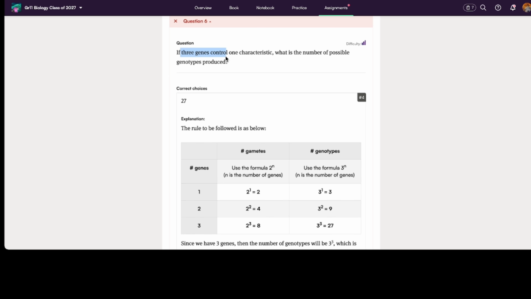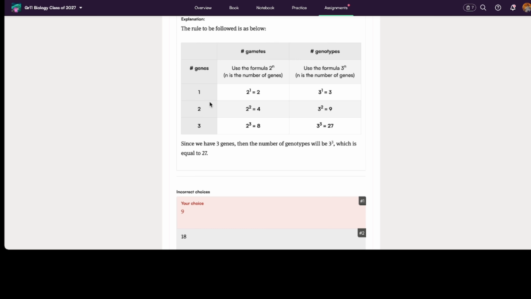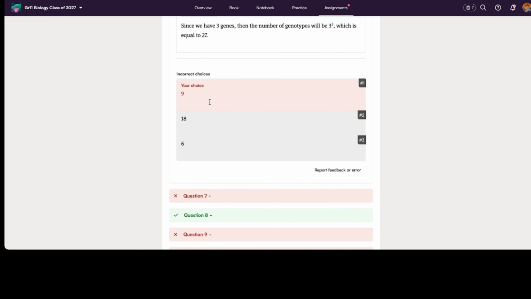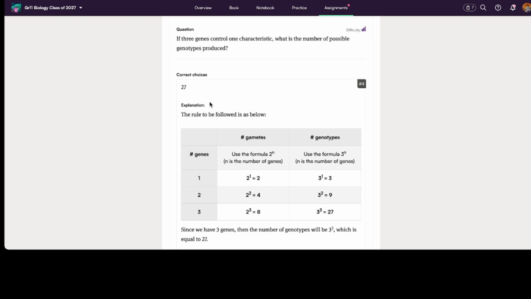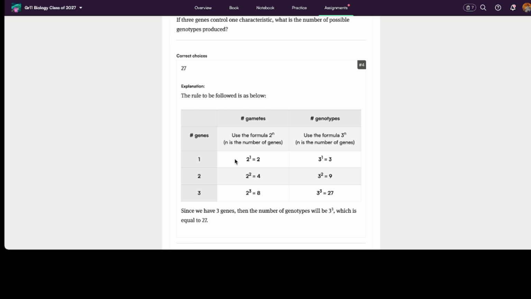If three genes control one characteristic, what is the number of possible genotypes produced? So it's asking for genotypes, not the phenotype, right? So for this we need to use the equation.